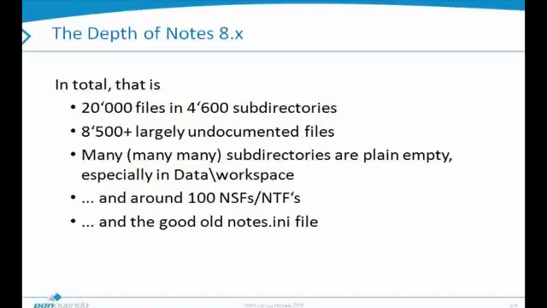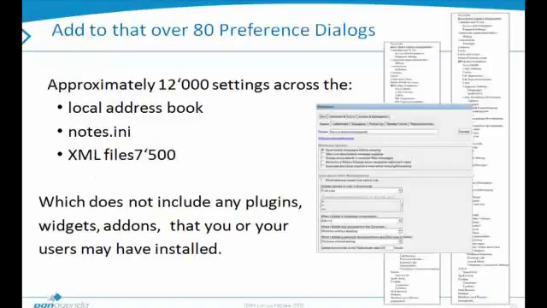About 100 NSFs and NTFs, which typically just get dragged around from version to version with each upgrade, and then of course the notes.ini. But wait, it gets better. We also have approximately 80 preference dialogs. Some of these interface with Eclipse. So we're talking about approximately 12,000 settings across your address book, notes.ini, XML files, things like embedded browsers and docking the Open Launcher. These are all things that you want to standardize and be able to set an expectation with your users.